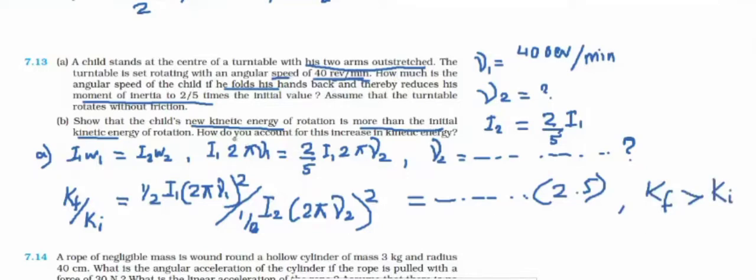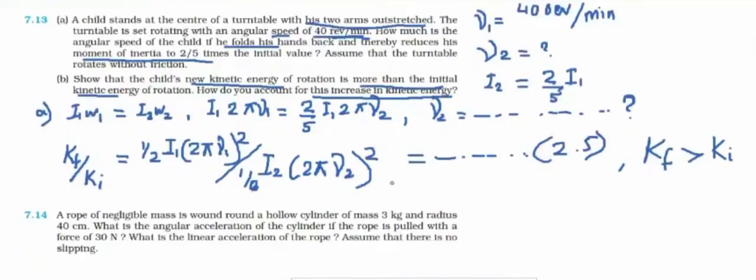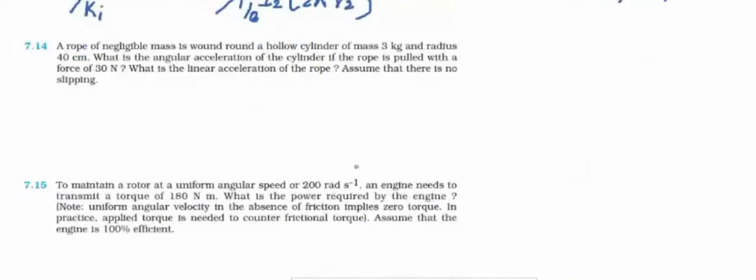Now, how do you account for this increase in kinetic energy? Means what is the source of energy so that the child can increase the kinetic energy? So see here, the child has to do work to fold his hands. So his work, or the internal energy of the child used to fold his hands, is converted to kinetic energy. That is the reason the kinetic energy of the child increases. Now, next question 14.